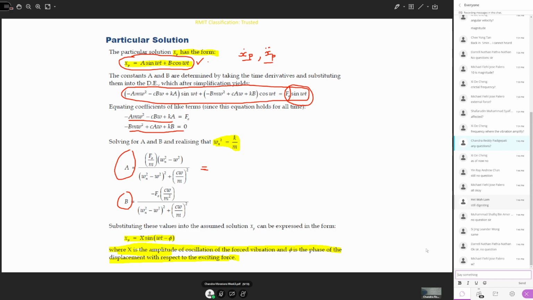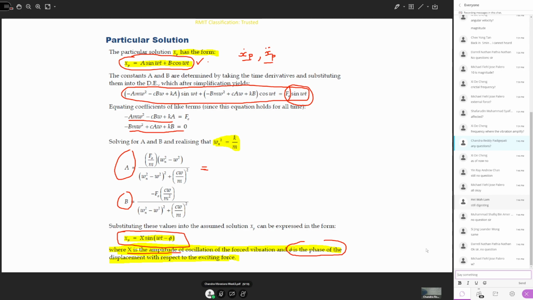As I said, you can also choose the particular solution with only a magnitude and a phase like this. You can also find this xp in this case, where capital X is the amplitude of oscillation and phi is the phase of the displacement. You can write expressions for both X and phi.